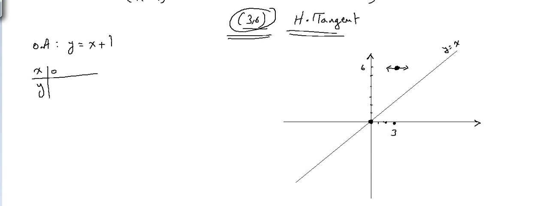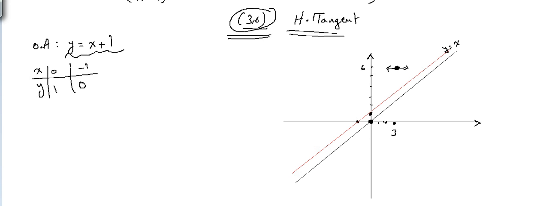When x is 0, y is 1. When y is 0, x is minus 1. So the points are (0, 1) and (-1, 0). This is an oblique asymptote from this point to this point, right? Asymptotes are very important. Let me make it red. Another red oblique asymptote I will draw.